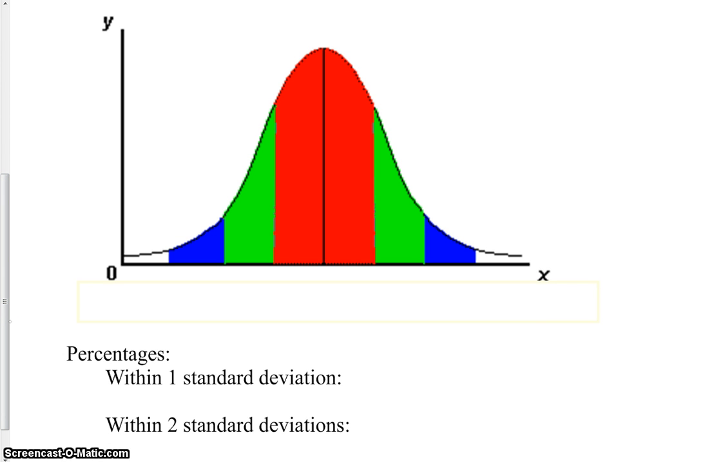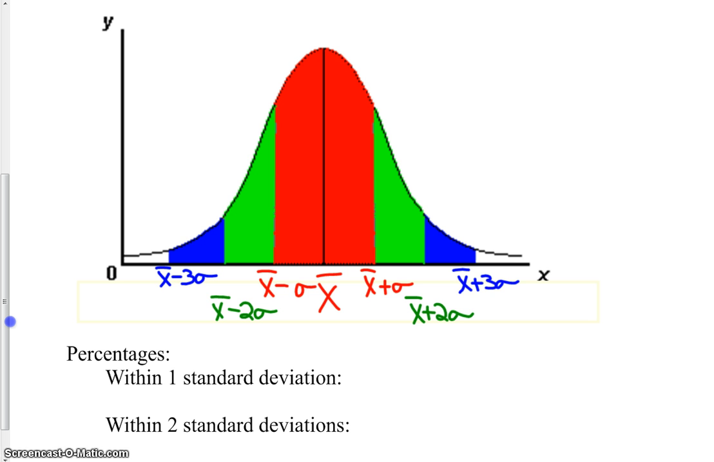For example, our mean is the center. The next line out is the mean plus one standard deviation. The next line back to the left is the mean minus one standard deviation. The next line out to the right is the mean plus two standard deviations. The next line back to the left is the mean minus two standard deviations. The next line out to the right is the mean plus three standard deviations, and to the left is the mean minus three standard deviations.